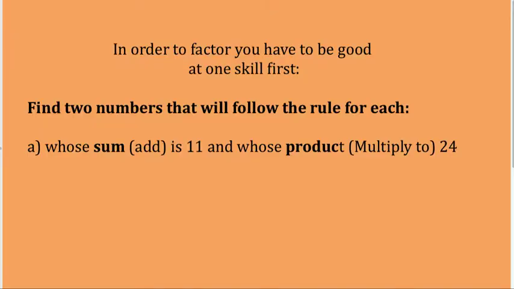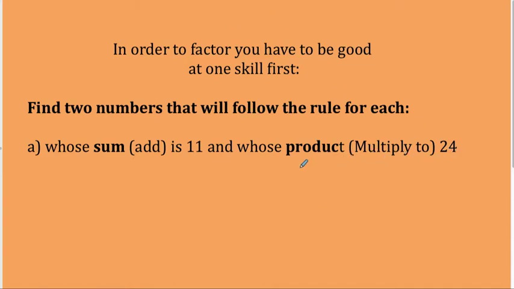All right, in order for us to be good at the skill of factoring, we've got to master this one skill, okay? So we need to be able to do something like this. Find two numbers that follow the rule, okay? So I'm looking for two numbers whose sum is 11, so that means they add to 11, and whose product, which means they multiply, their product is 24.